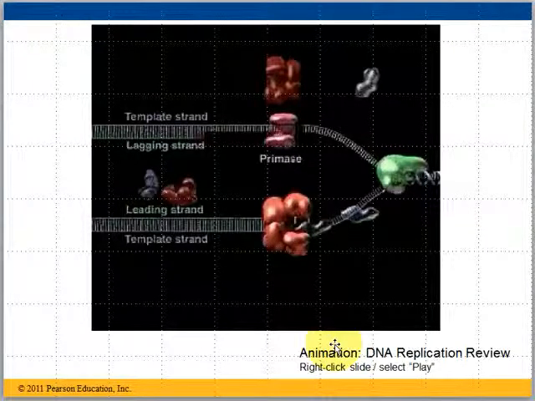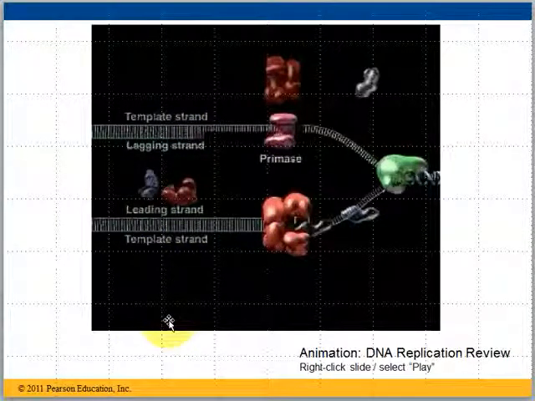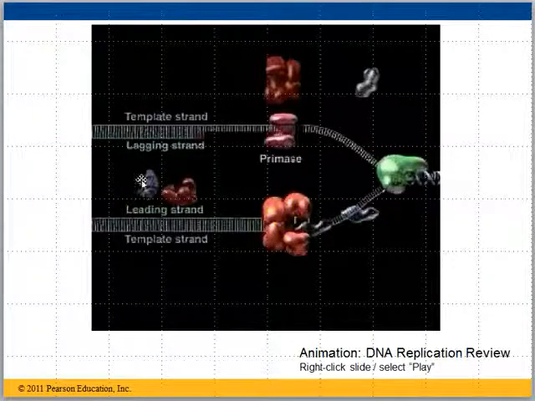Again, another good animation showing an overview of the entire DNA replication process. So right-click and hit play, and you can see an overview of the whole process, including both the lagging strand and the leading strand. And at the end of this, we'll have two replications, two copies of the DNA, and they should be without error. If they're without error, two exact copies, one of the other.